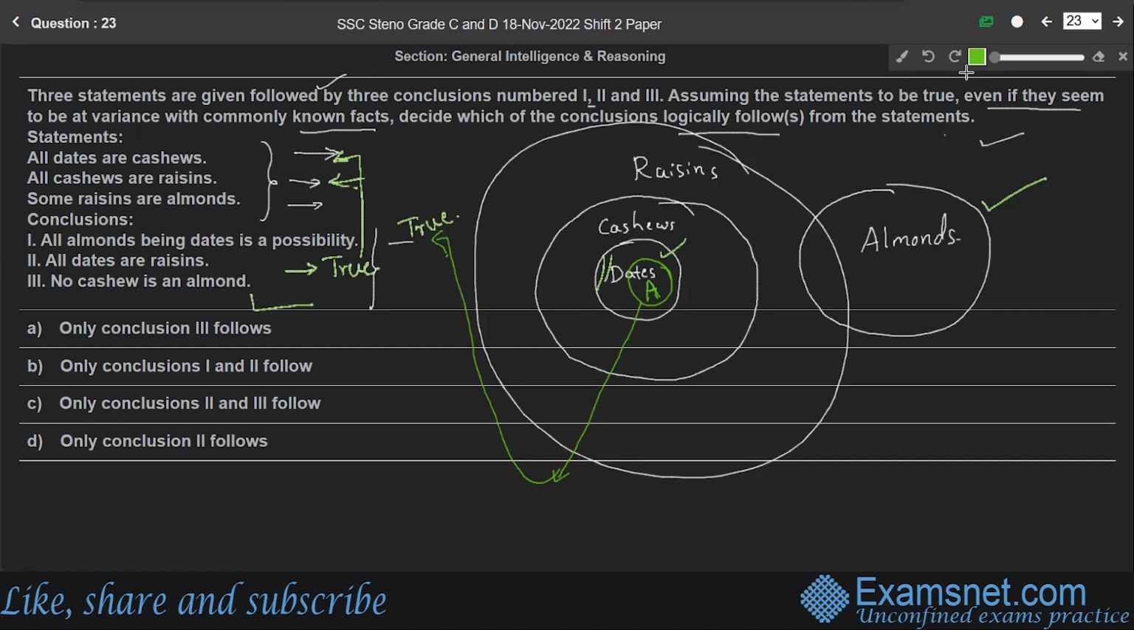And the third one, no cashew is an almond, which is a false one. If you consider the set of almonds like this, this is the set of almonds, so that some raisins are almonds. This is some portion of raisins. So we cannot conclude that no cashew is an almond. This shaded portion is a portion of cashew. Strictly we cannot say no cashew is an almond. There is a possibility, therefore a false conclusion. Therefore only the first two conclusions follow. Option B is the right answer.